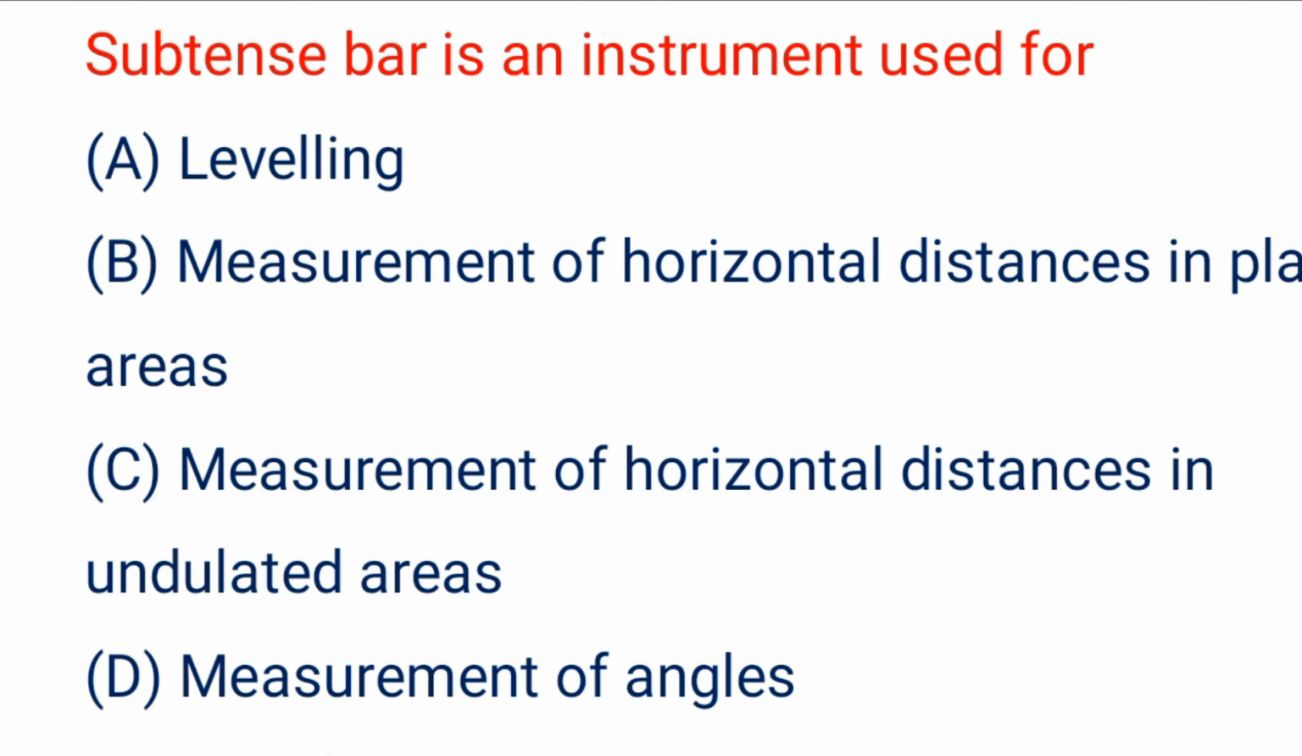Next question, subtense bar is an instrument used for option A, leveling, option B, measurement of horizontal distance in the plane areas, option C, measurement of horizontal distance in the undulated areas, option D, measurement of angles. The correct answer is option C, measurement of horizontal distance in the undulated areas.